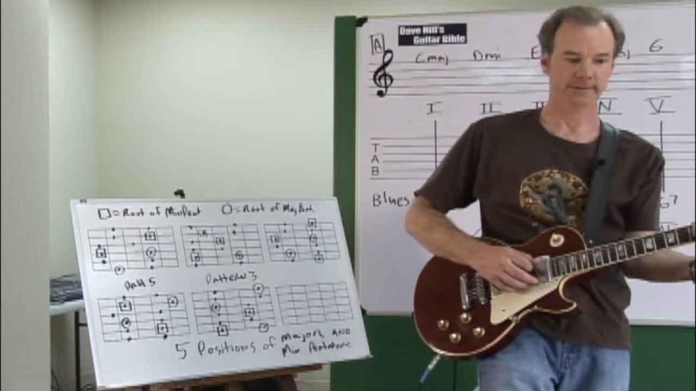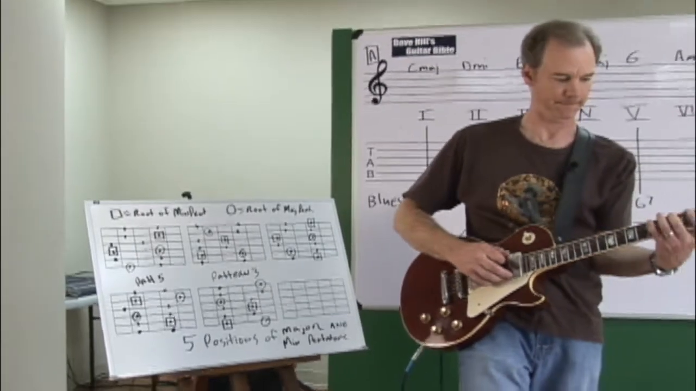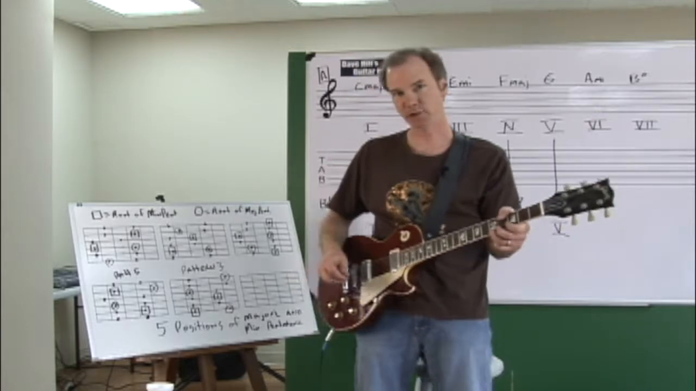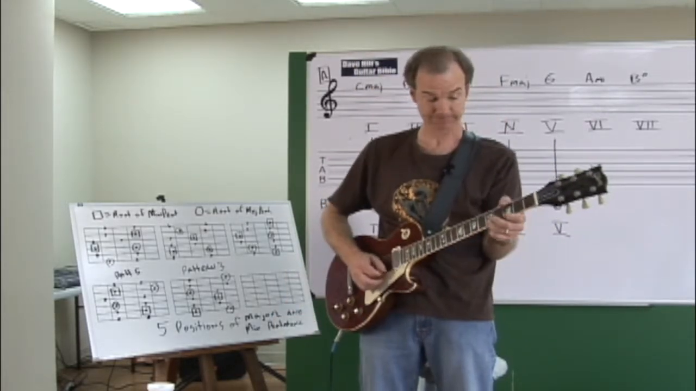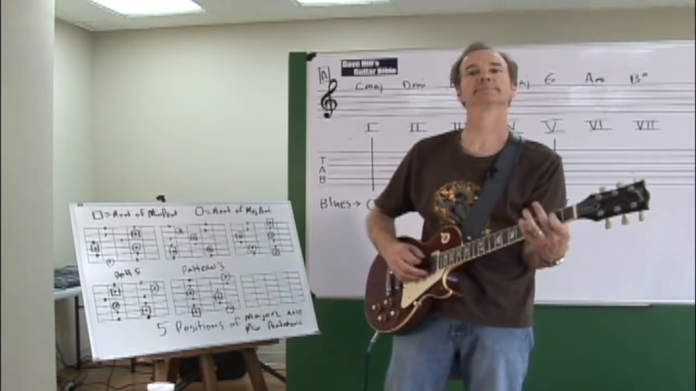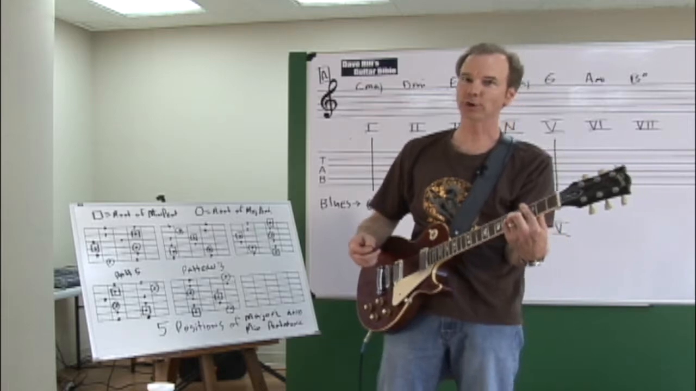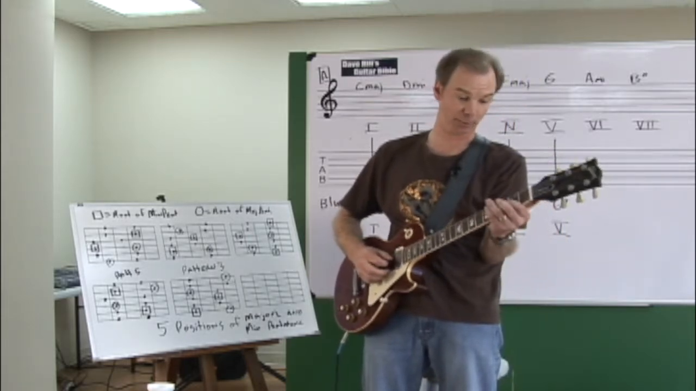Let me turn off my pedal here. This is a G major pentatonic scale based off the pattern 5 shape right here. Okay. However, it's also an E minor pentatonic scale based off the root right here.